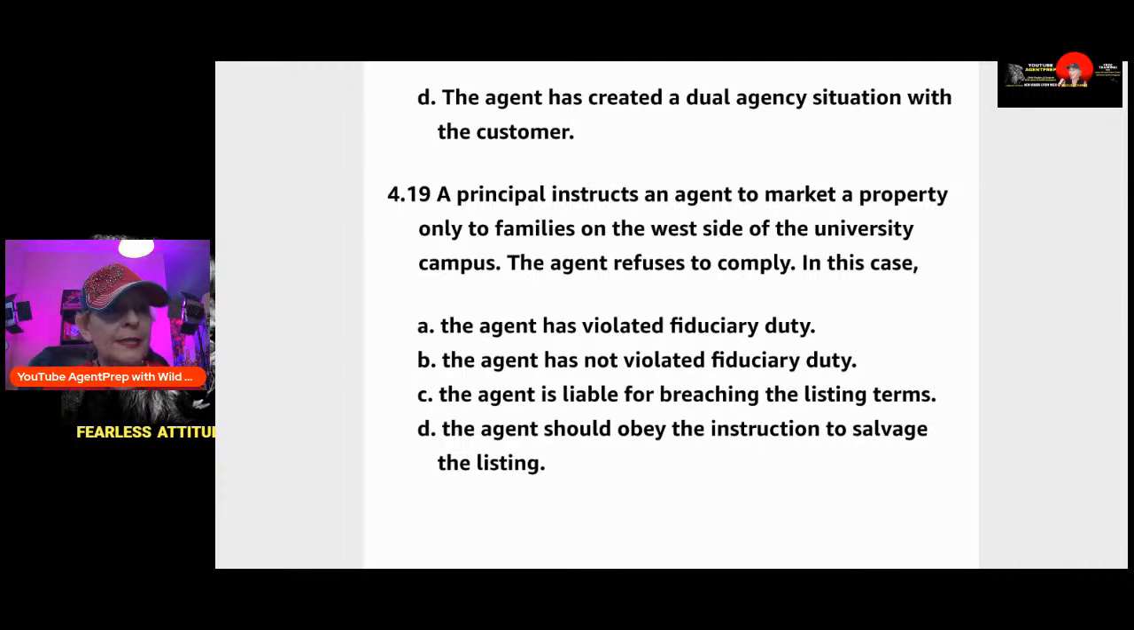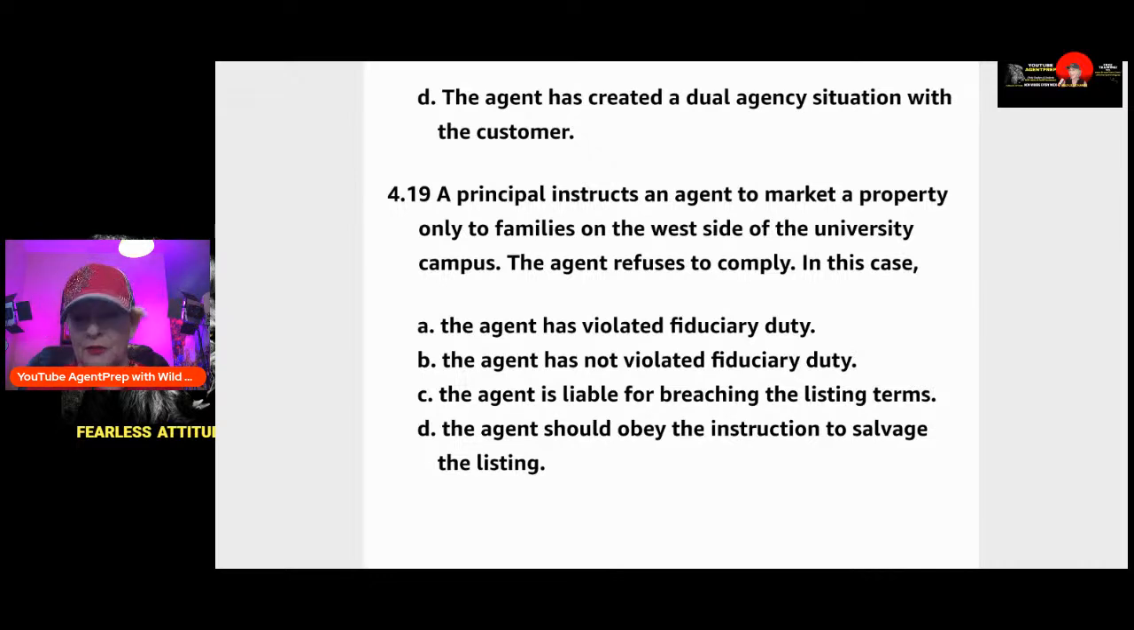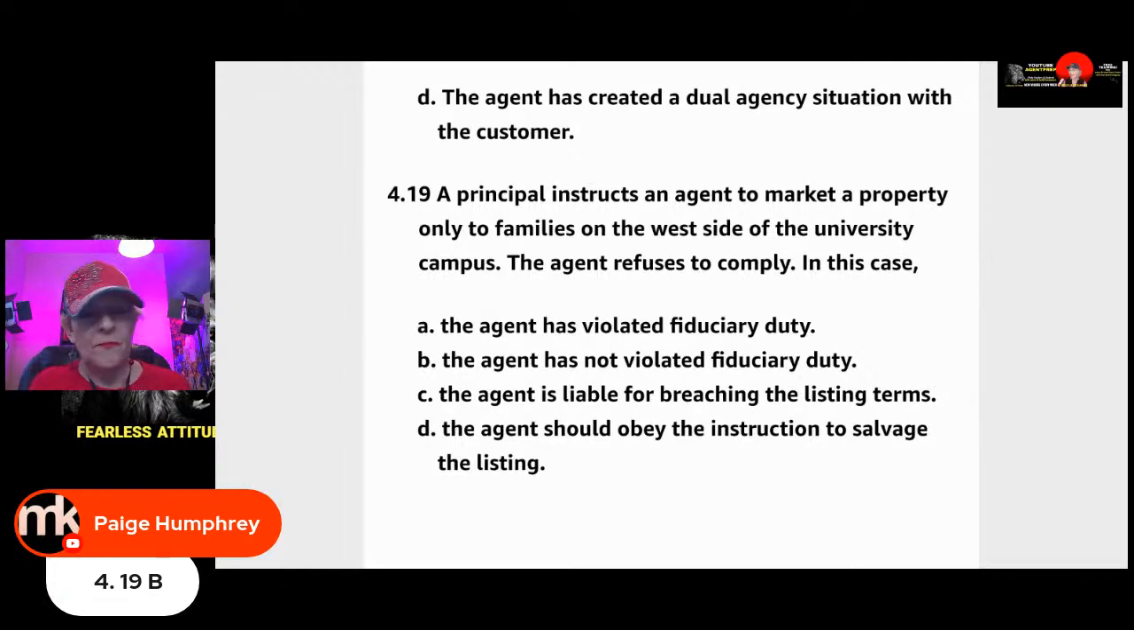All right, so type your answer in the chat. The agent doesn't want to comply with what the seller is asking. Let's type the answer. The answer is B. The agent has not violated any fiduciary duty. We cannot steer, we cannot limit who we're going to market to. We market to the world. The seller is saying market to only families on the west side. No, that's limiting. That's discrimination. Okay, moving on.